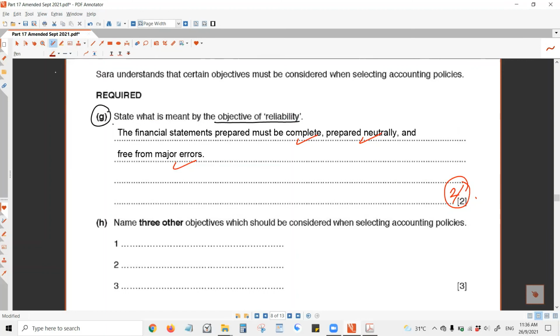This is an exam question. The real exam question. I screenshotted and put it here. Question H. Name 3 other objectives which should be considered when selecting accounting policies. Simple. There are 4 objectives, right? So go on and write the other 3. You write relevance. You must ensure that the information you present in the financial statements is relevant. Then 2 more, you write comparability. And also 1 more is what? Understandability.